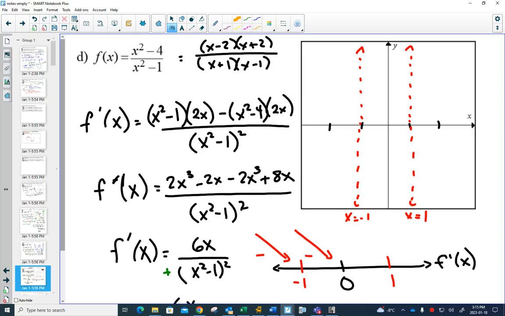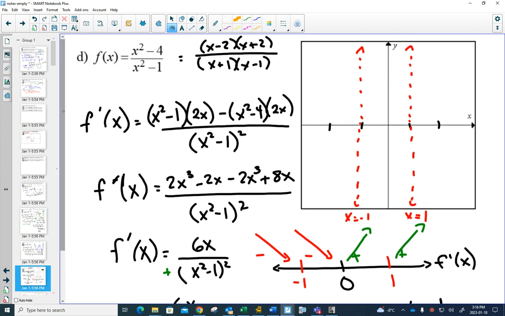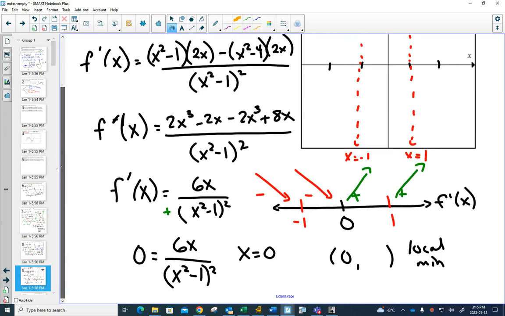Between 0 and 1, positive, increasing. After 1, positive and increasing as well. So we now know that 0, comma something is going to be a local min. If I wanted to find the actual coordinates, I go to my original equation, and plugging in 0 would give me 0, 4.